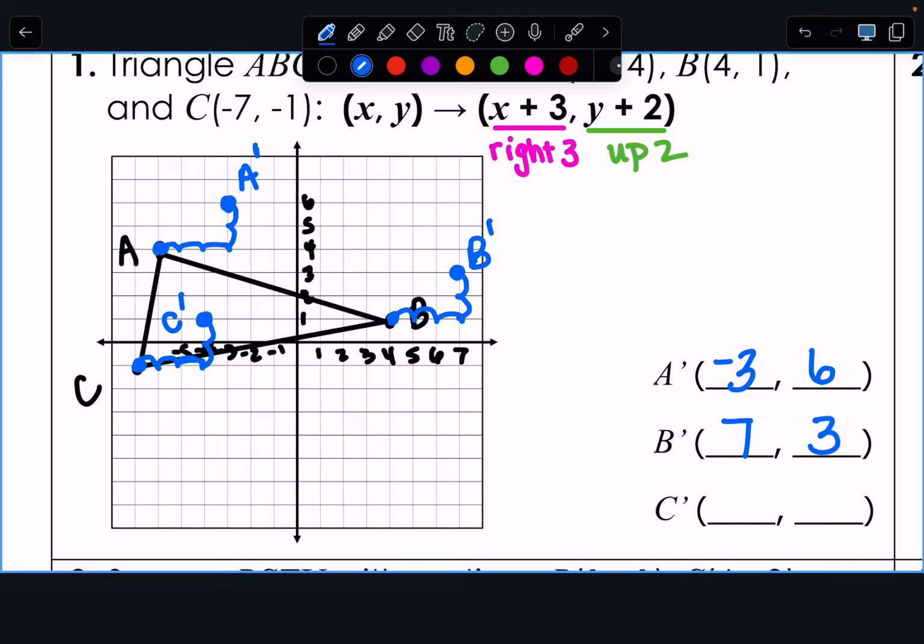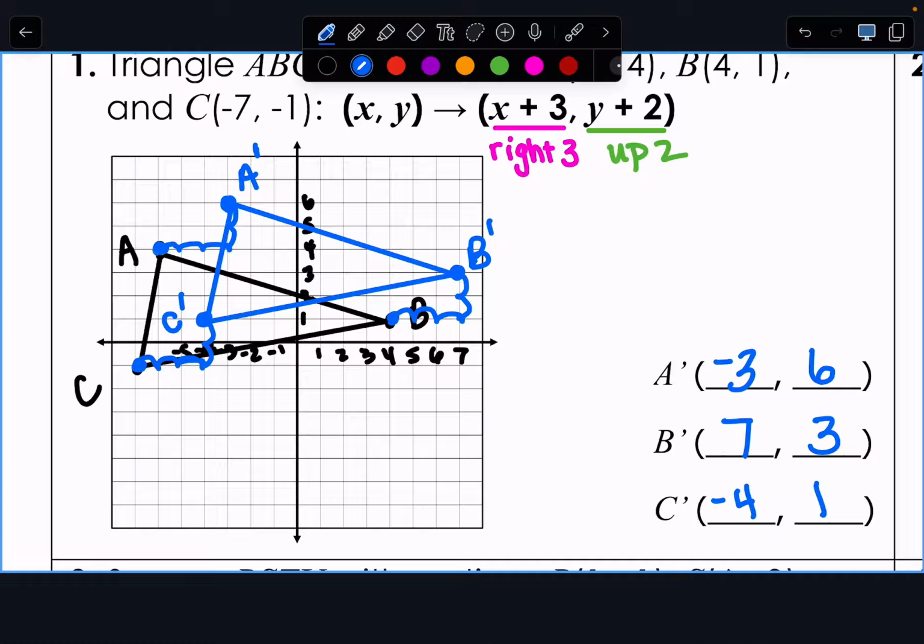Can somebody answer his question? Is it negative 4, 1? Yes. Okay. So what I'm going to do is connect my new A, B, C so I can see the triangle. And can you tell that we have two congruent triangles? They're just in different places. It kind of does, doesn't it?